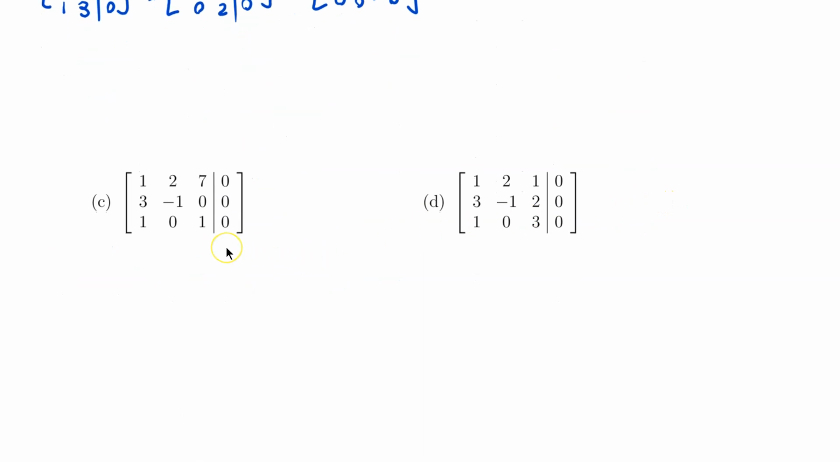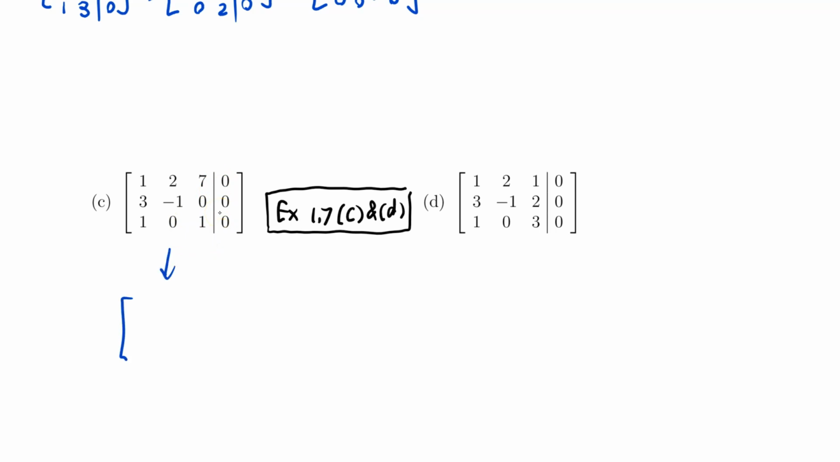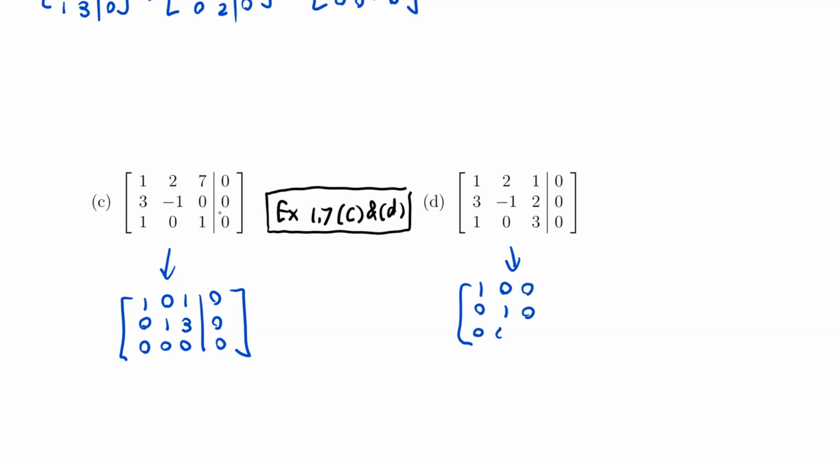Now, for the last two, we actually already found the reduced row echelon form for these in Example 1.7, part C and part D. Although we only found the reduced row echelon form for matrix A, because the right-hand side are all 0, it doesn't really matter anyway. The reduced row echelon form for this system is going to be 1, 0, 1, and then 0, 1, 3, and then 0, 0, 0, and my right-hand side are all going to be 0. And for part D, I'm going to have the identity matrix, and then the right-hand side are all going to be 0.